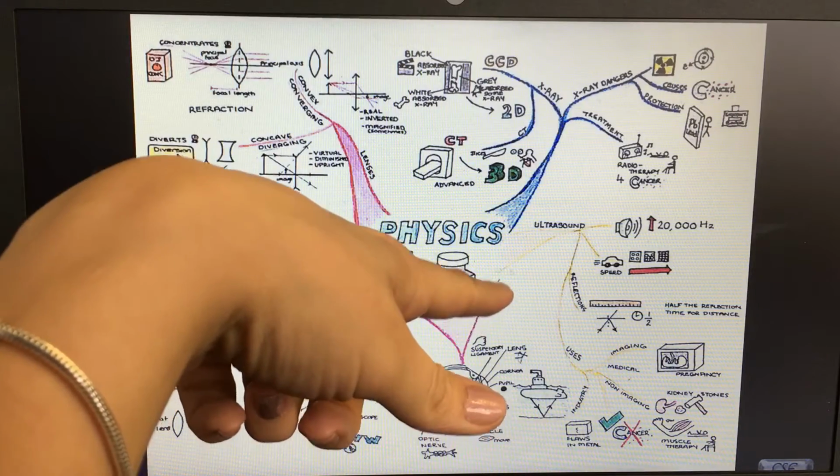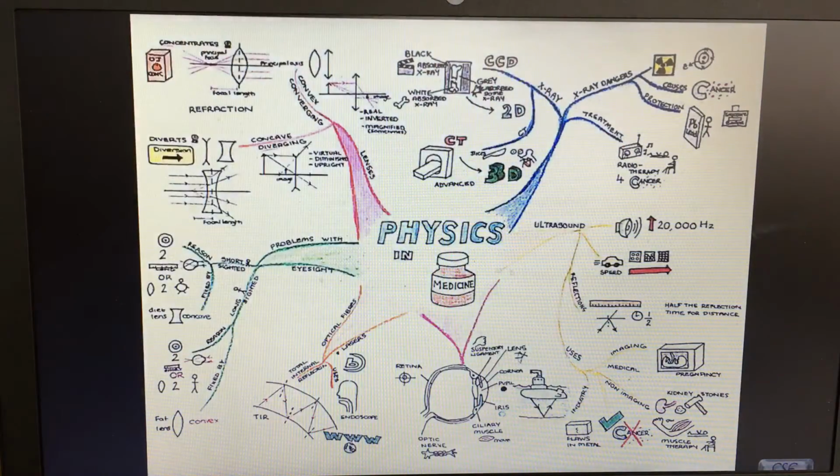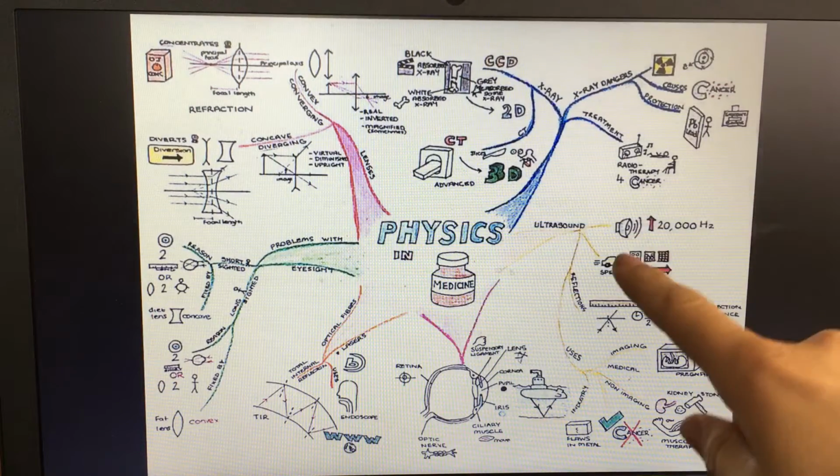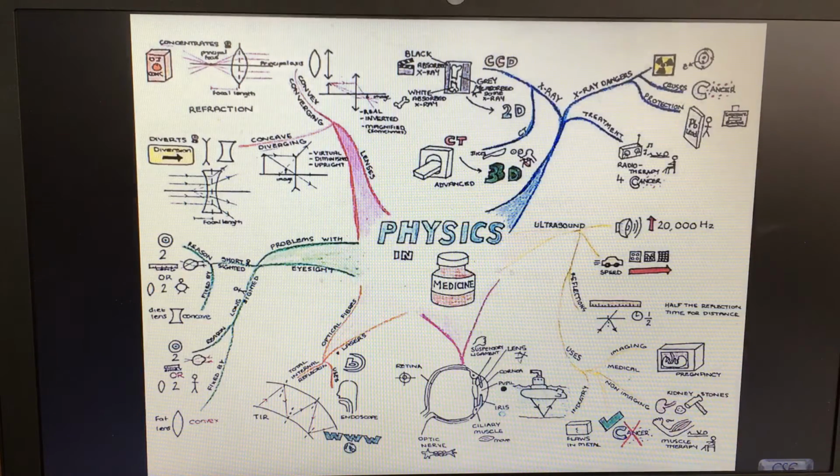Ultrasound again came up as a 6-marker last year, so it might be more about calculating with ultrasound and stuff like that. Ultrasound is sound with frequency above 20,000 hertz. They do ask that quite frequently. Its speed increases when it goes through denser material, because sound travels best through a solid.